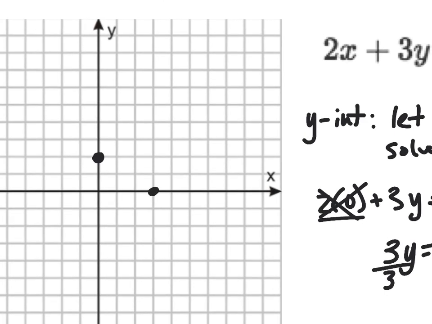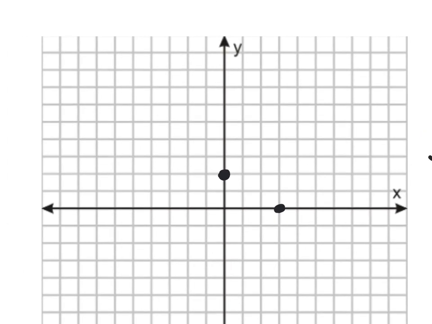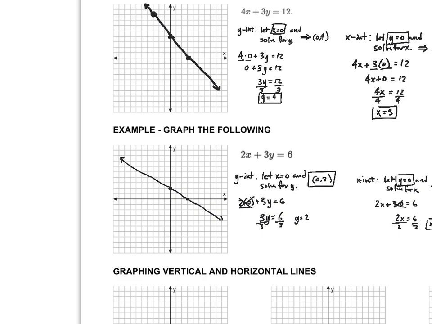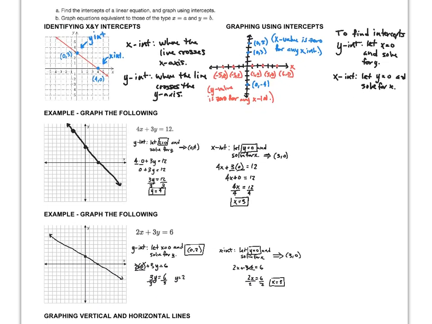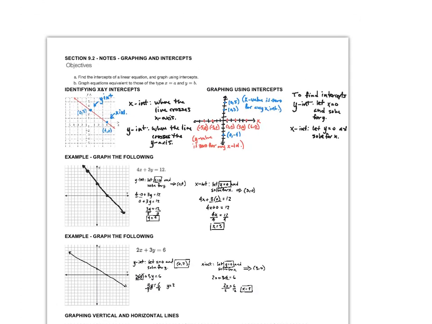Now I have the point 0, 2 and the point 3, 0. What I want to do at this point is just connect those with a line, and just do your best. Oh, my gosh, it's hard sometimes to do this. We go like that. So it's pretty easy to graph these points, and in my opinion, these are the easiest points to graph. So that's why I particularly use the intercepts a lot, just because I know it's really easy to do.